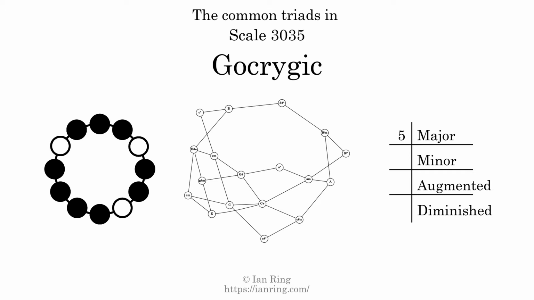There are 5 major triads. There are 6 minor triads. There are 2 augmented triads. There are 5 diminished triads. Here is a Hamiltonian path of parsimonious voice leading that uses all the triads.